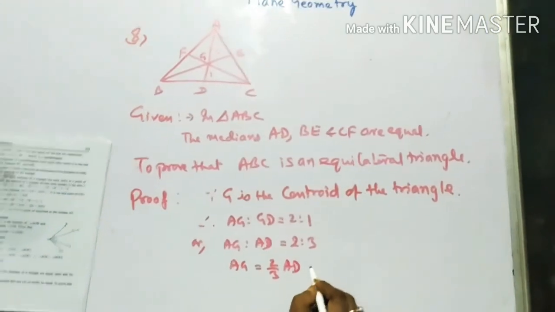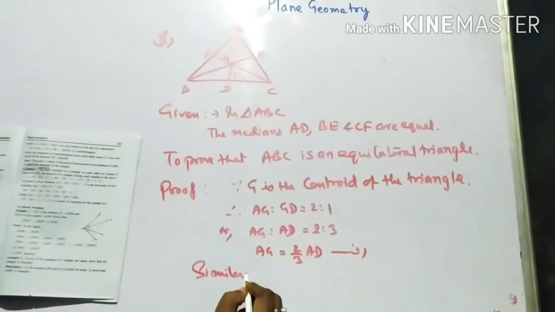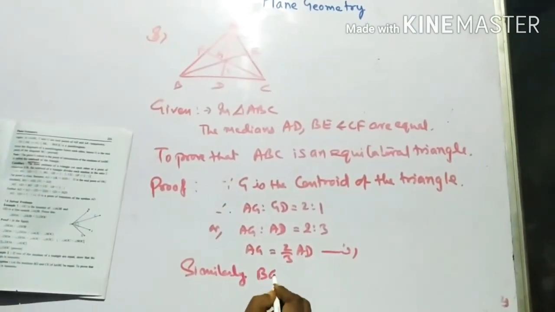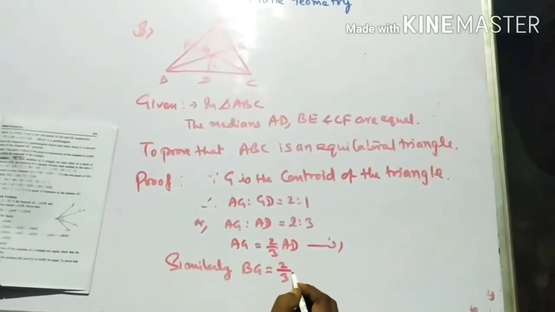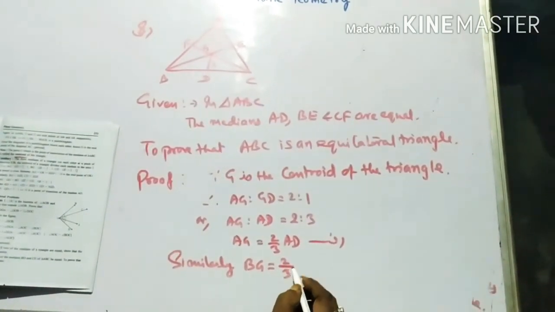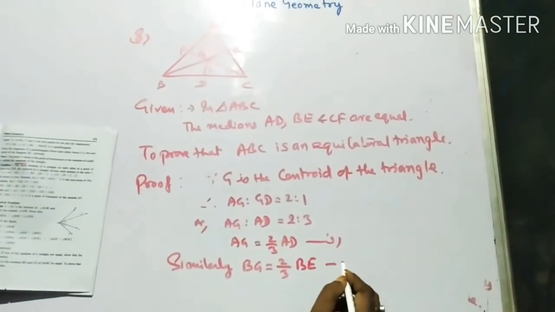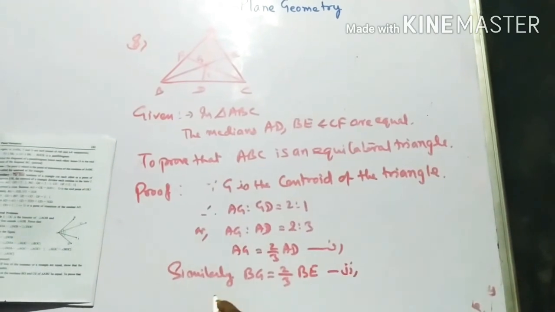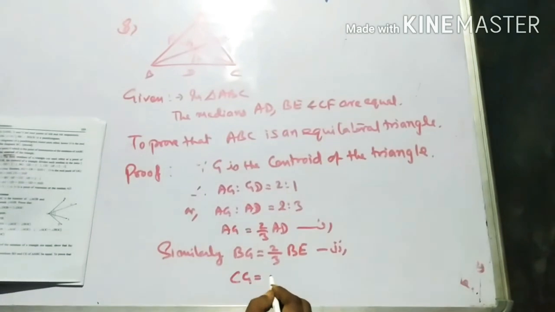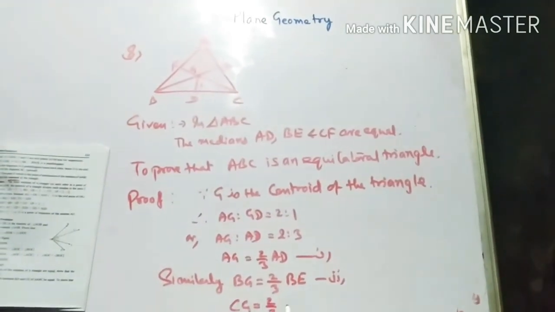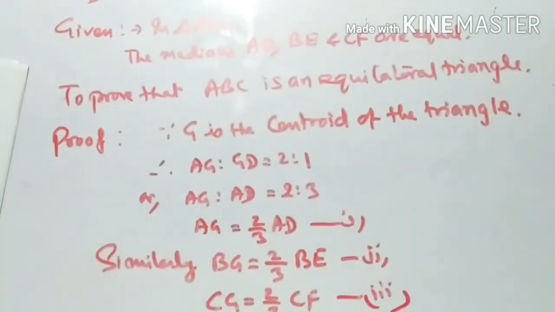This is equation 1. Similarly, I can write BG is equal to 2/3 BE. This is equation 2. And again, similarly, I can write CG is equal to 2/3 CF. This is equation 3.